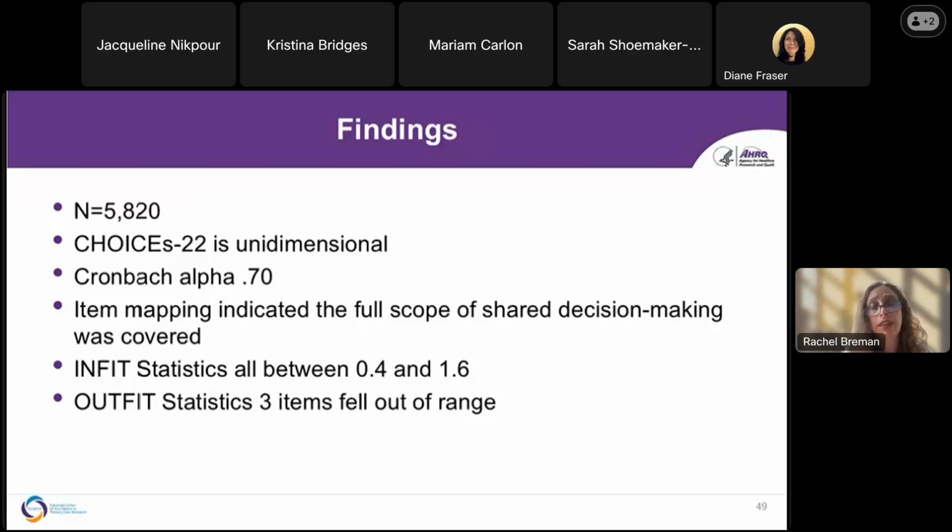And that all came out of the iterative process of doing lots of interviewing with women, looking at previous measures for other parts of maternity care, and then putting it all together into one measure. We used Rasch analysis to determine the psychometric properties. Our infit statistics were all within 0.4 and 1.6. And for outfit statistics, there were 3 items that fell out of range.